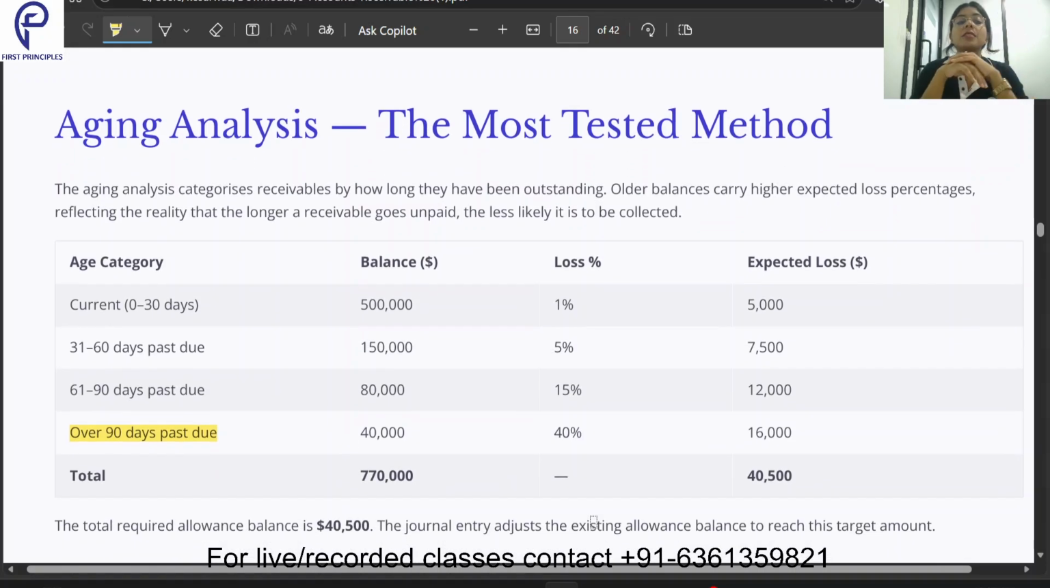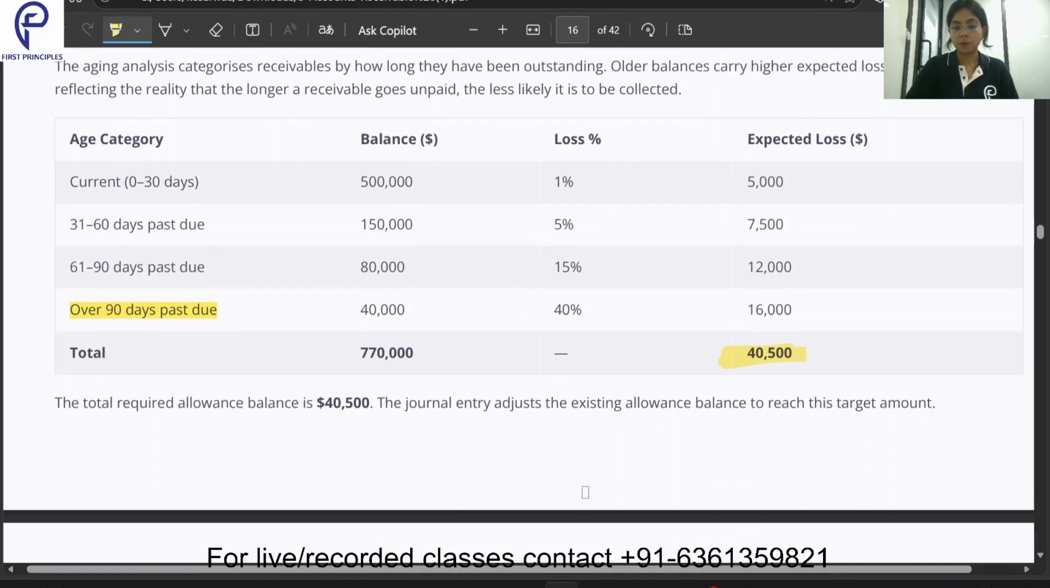Now comes the aging analysis, the aging method which we use to estimate the credit losses. In the aging method, in the examination, you will be given different categories of accounts receivable. Some will be 30 days old, some between 60 to 90 days old, and some more than 90 days old. You will be given the balances of accounts receivable for each aging category, and also how much loss we are expecting from a particular aging category. In that case, we will calculate the expected loss, and the amount of expected loss will be my required allowance balance.